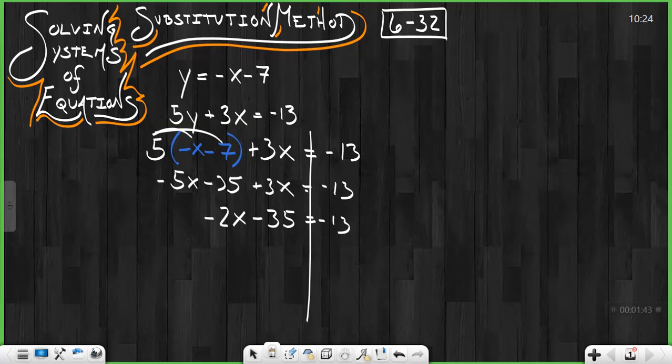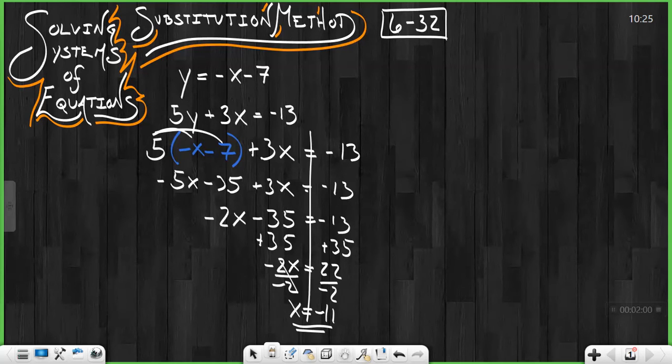Get all your x's to one side, which they are. Move all non-x's to the other side. And then we go ahead and isolate x here. That's going to give me 22. Divide by negative 2 on both sides to find that x equals negative 11. Just like equal values method and all the other ways of solving a system of equations, once you find x, you got to go back and find y.